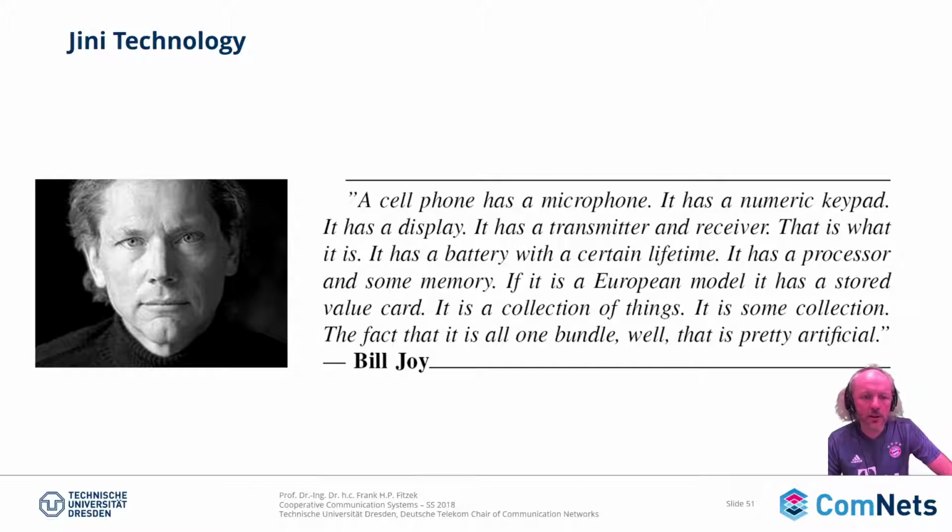It has a battery with a certain lifetime. It has a processor and some memory. If it's a European model, it has a stored value card. It is a collection of things. That fact that it is all one bundle, well, this is pretty artificial. So here you see even this guy explains that there are different resources that, by certain randomness or artificialness, are in one bundle, but they could be bundled in different ways. This is interesting because this kind of bundle is the mobile phone, but we can even think about different virtual bundles. So it's a very nice quote.